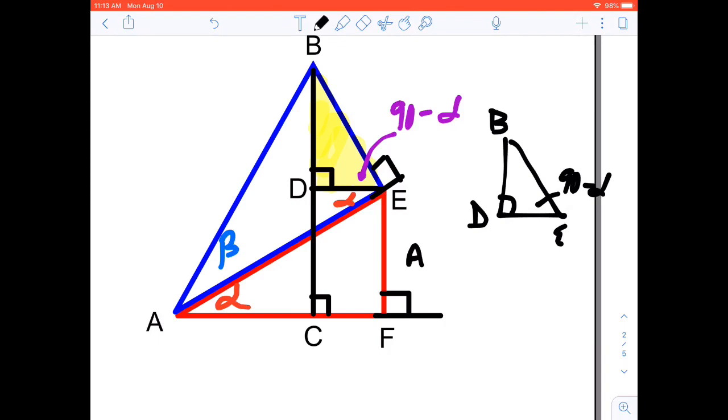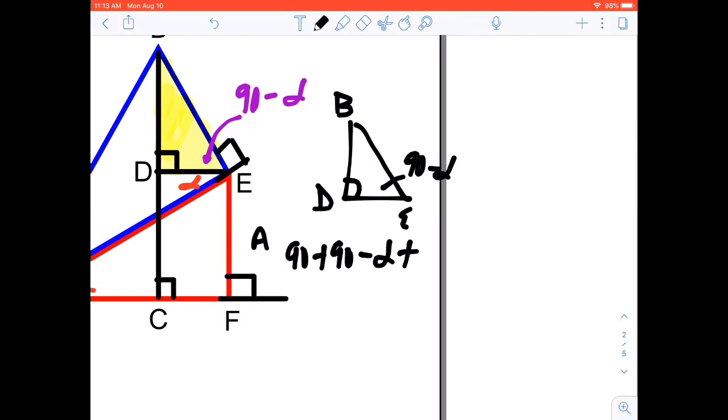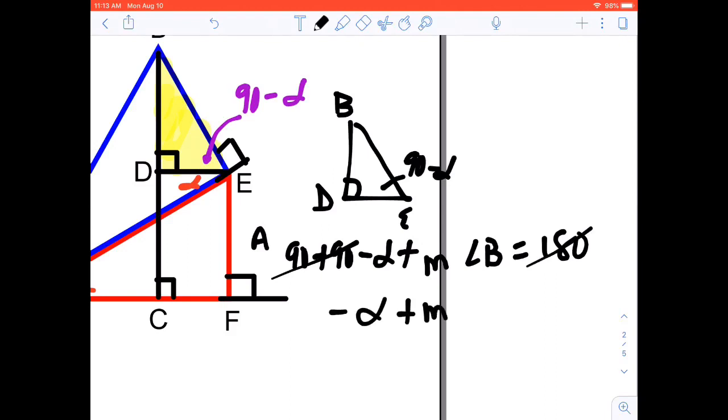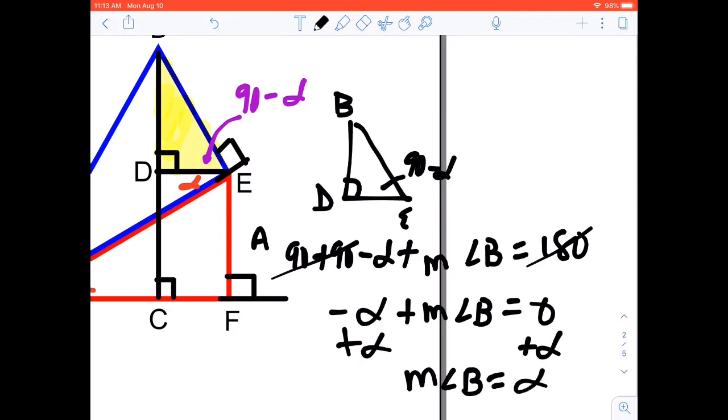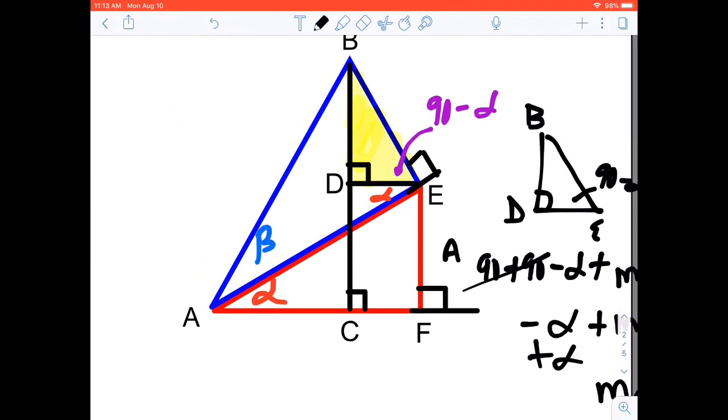Well, the sum of the three angles, B, D, and E, has to be 180. So if I take angle D, which is 90, plus angle E, plus the measure of angle B, that has to be 180. Well, 90 plus 90 is 180. That cancels that out. So the negative alpha plus the measure of angle B is 0. Add alpha to both sides to solve for the measure of angle B. So the measure of angle B has to be alpha.